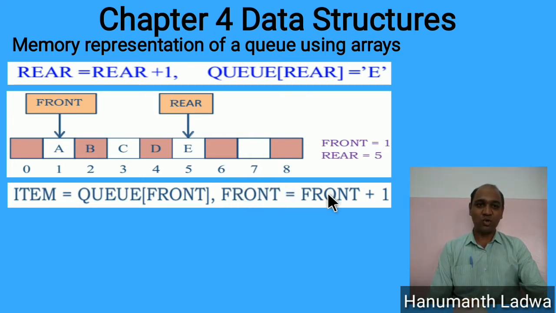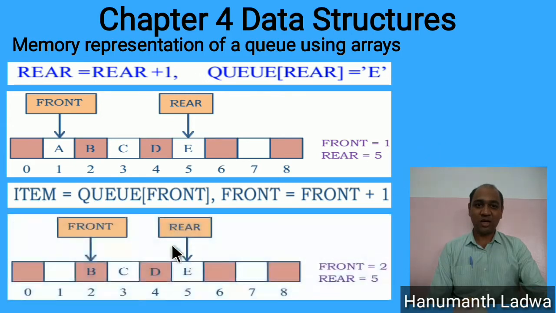So front is equal to front plus 1 means what? So front is pointing to 1 and after incrementing it will point to the index number 2 means what? It is going to point to B, so that we will be able to remove this alphabet A from the front end of the queue. Here in the diagram you can see front is pointing to B, A is removed.